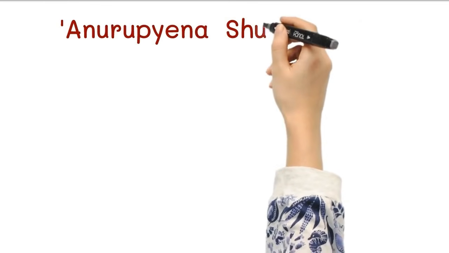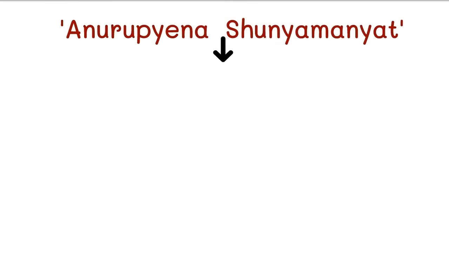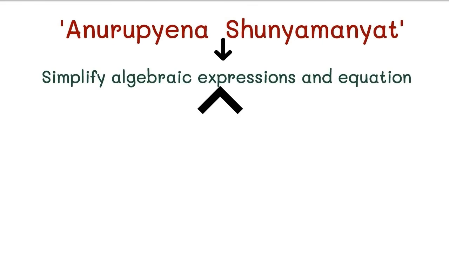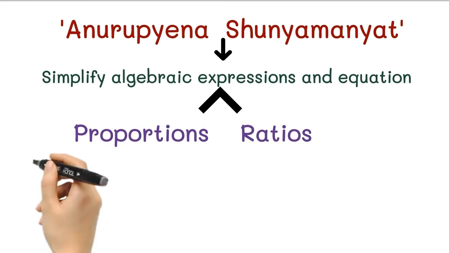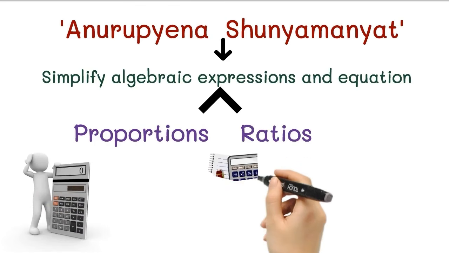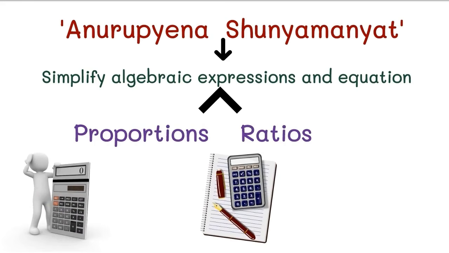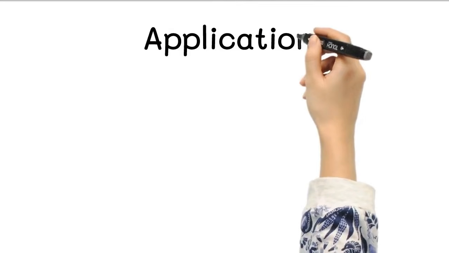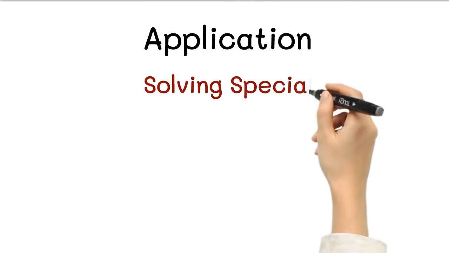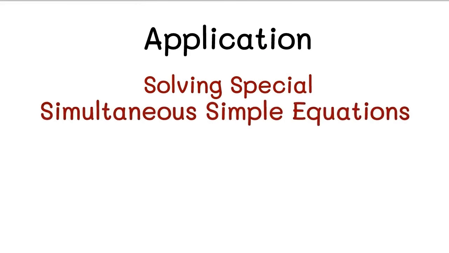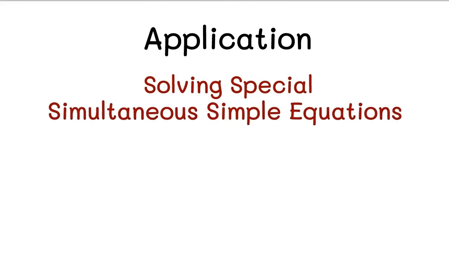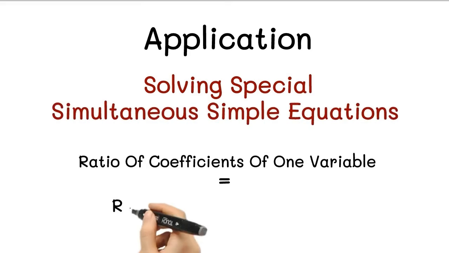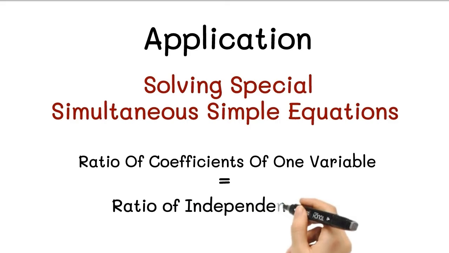The sutra Anurupyena Shunyamanyat is used to simplify algebraic expressions and equations, especially when you are dealing with proportions and ratios. While it might sound abstract, it becomes clear with practical examples. Application of Vedic Maths Sutra 6: solving a special type of simultaneous simple equations, in which the ratio of coefficients of one variable is the same as the ratio of independent terms of the equations.